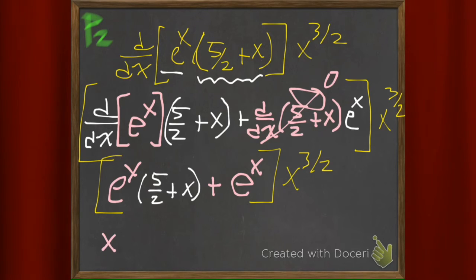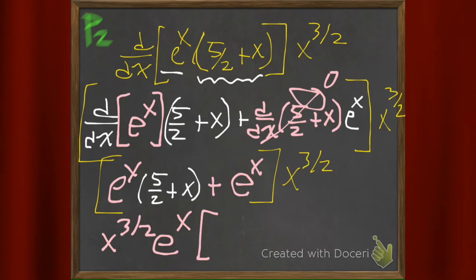So we have x to the 3 halves. Pull out an e to the x. And then, what's left over on the inside? Is it 7 halves plus x? Or x plus 7 halves? Some of you guys are like, where did the 7 halves come from? Well, there's a 1 in front of the e to the x. So when I factor out an e to the x, I have 1 plus 5 halves plus x. And then 1 plus 5 halves is 7 halves.